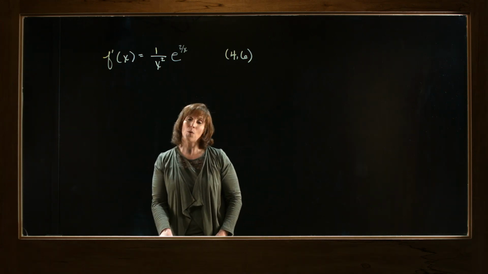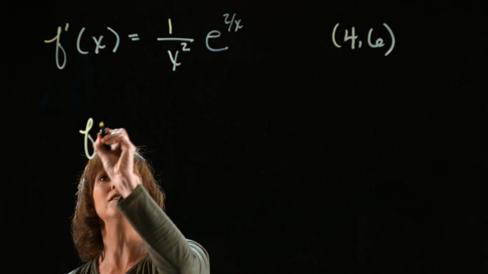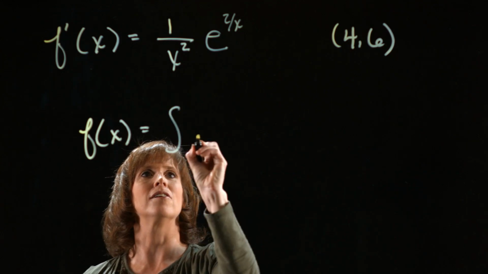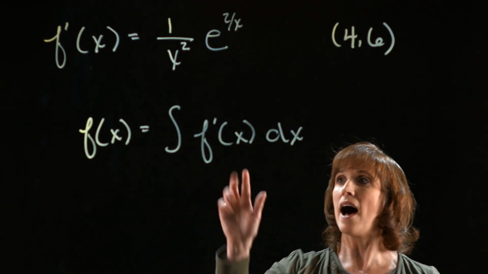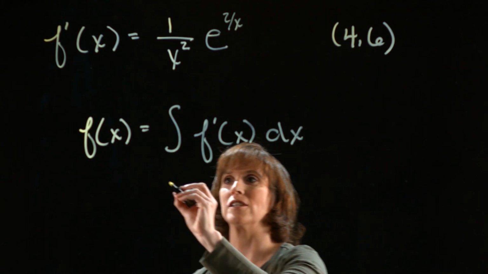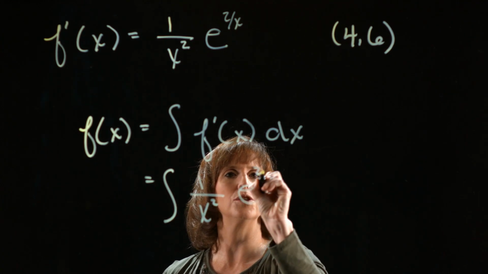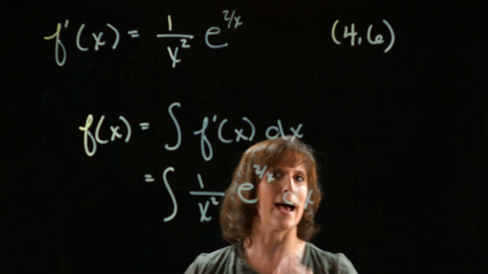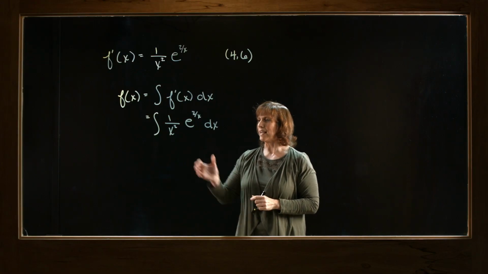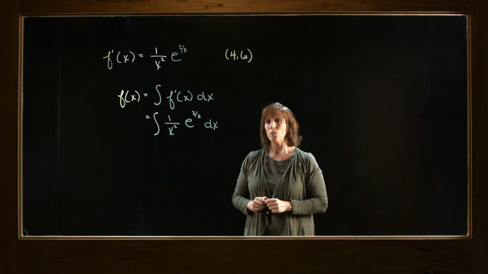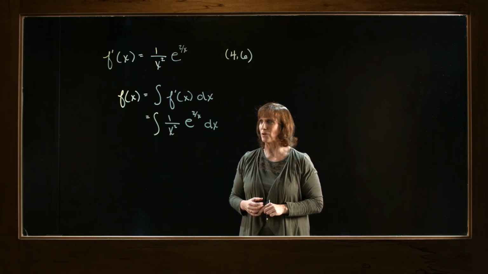I know that in order to find my function, I need to integrate my derivative. So my function is the integral of the derivative. And I know what the equation is for that derivative function. I have 1 over x squared e to the 2 over x dx. Now here's where it's getting more complicated. I need to find a technique to integrate this. Well, basic rules aren't going to work, and I don't think an algebra rewrite is going to help me either.